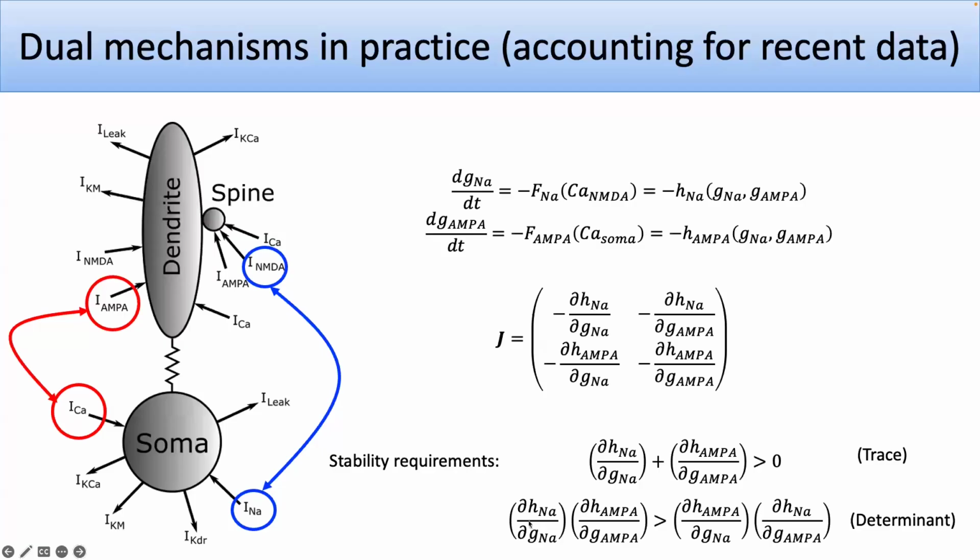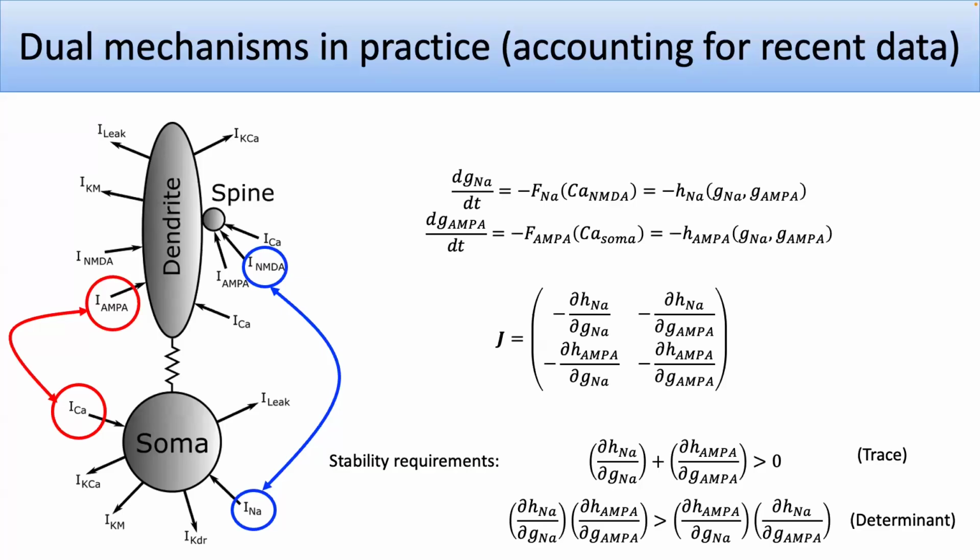The other one is on the determinant. Again, it's somewhat intuitive: the product of each mechanism's effect on itself had better be greater than how it impacts the other. So in the thermostat example, the downstairs thermostat's impact on the downstairs temperature, multiplied by the upstairs thermostat's impact on the upstairs temperature, had better be greater than the product of the opposite way around, which, if you put them in the opposite positions, naturally is not going to happen.